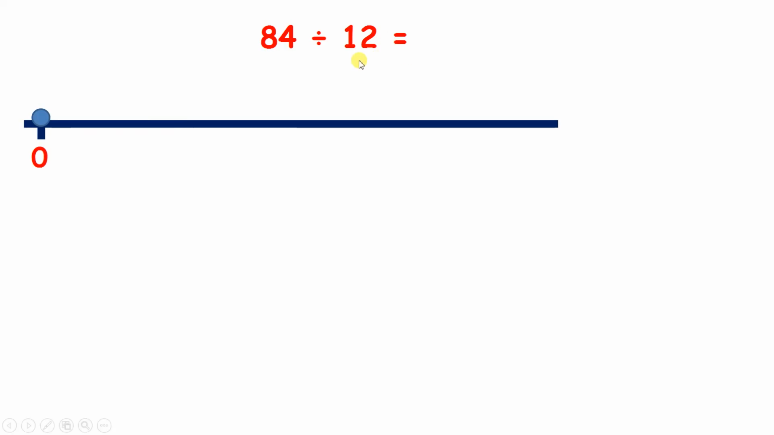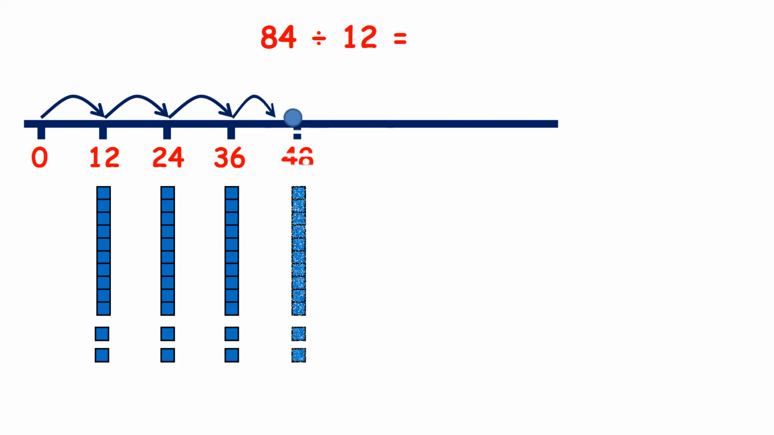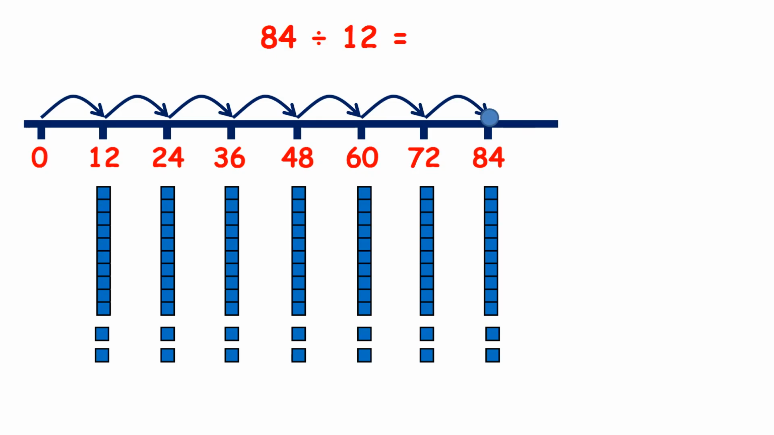So if we count in steps of 12 until we get to 84, we have 12, 24, 36, 48, 60, 72, 84. So that's 1, 2, 3, 4, 5, 6, 7 jumps. So we've made 7 groups of 12. So 84 divided by 12 is 7.